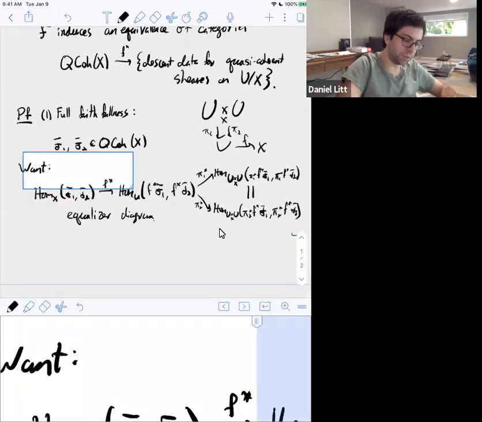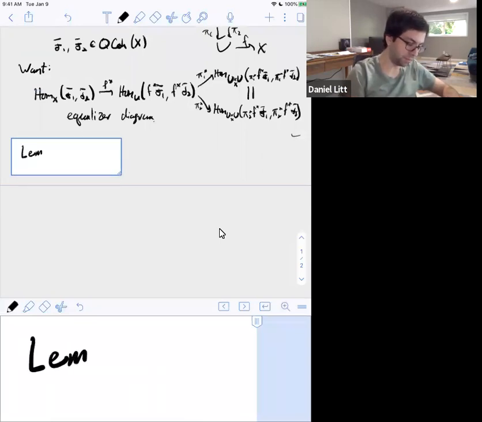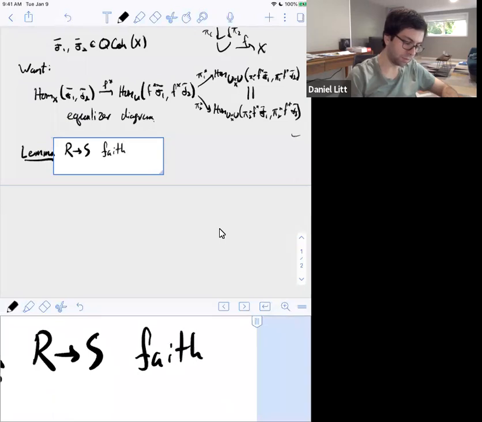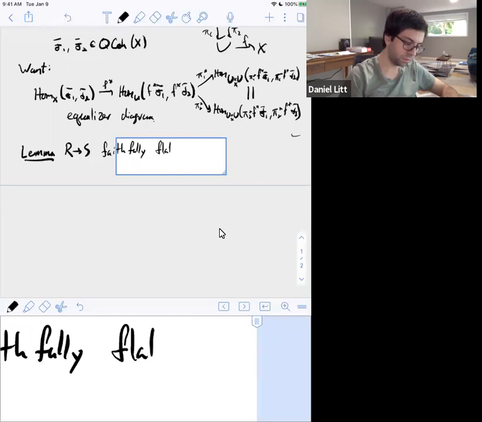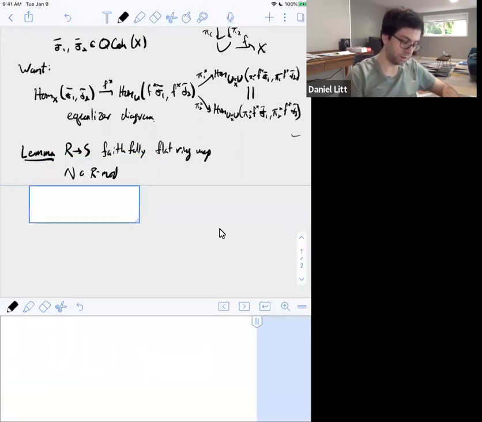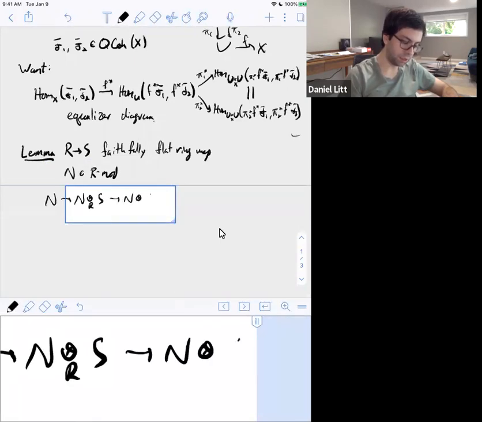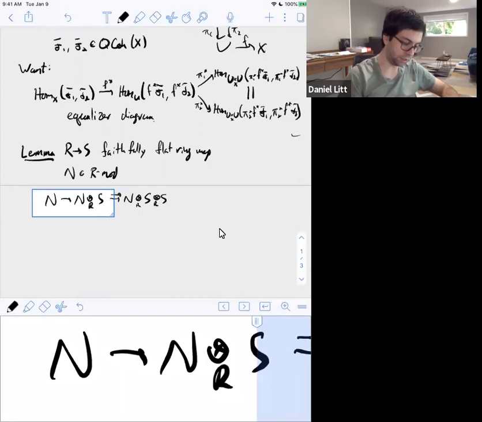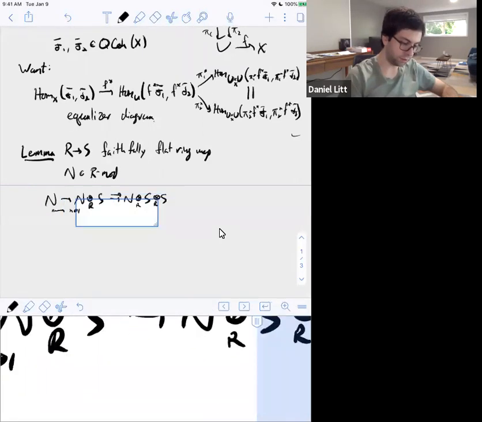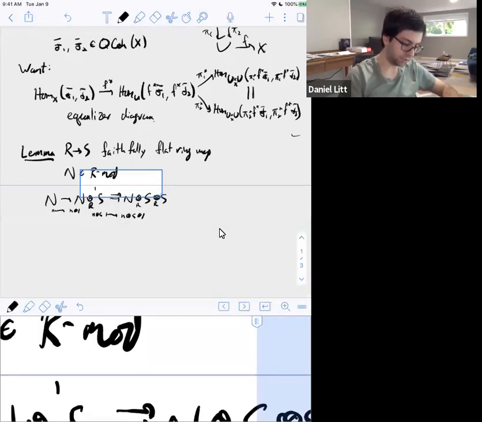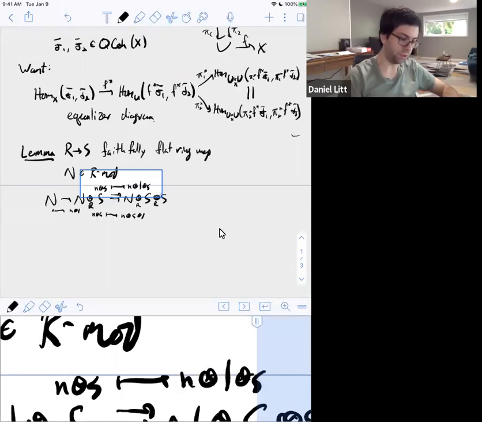Okay, and what had we done? Well, towards this goal, we'd proven the following lemma. So we'd proven that if R to S is a faithfully flat ring map, and if N is an R module, then the following sequence, N to N tensor S to N tensor S tensor S, where there are two maps here: N goes to N tensor 1 for this one, N tensor S goes to N tensor S tensor 1, and this one was N tensor S goes to N tensor 1 tensor S. So we showed that this is an equalizer diagram.